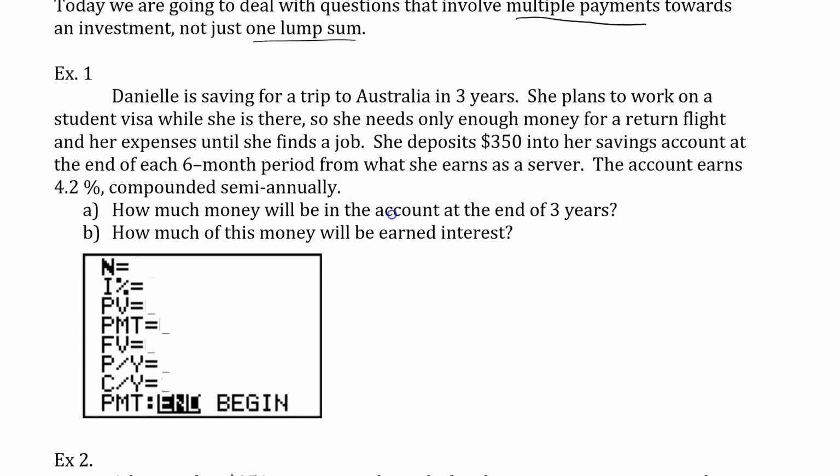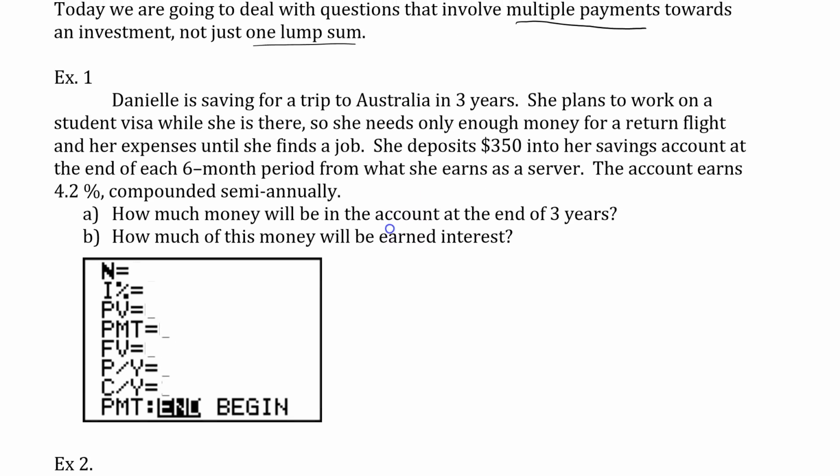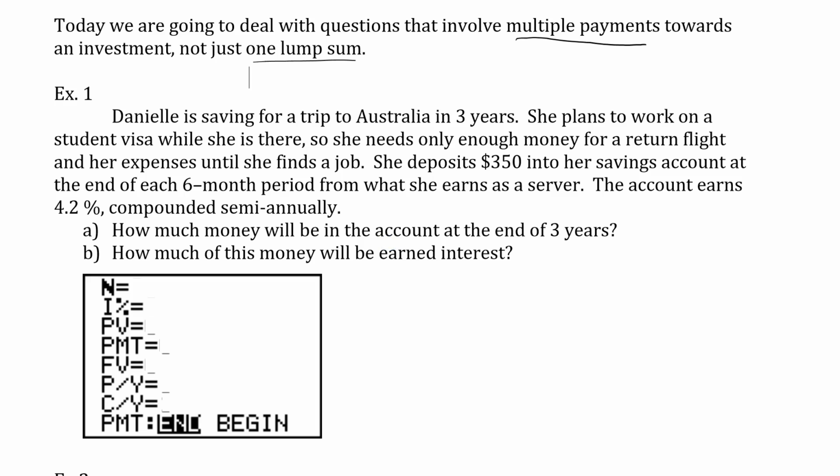So let's start in on this example right here. Example number 1. Danielle is saving for a trip to Australia in 3 years. She plans to work on a student visa while she's there, so she only needs to save enough money for a return flight and her expenses until she finds a job. So she deposits $350 into her savings account at the end of each 6-month period from what she earns as a server. This account earns 4.2% interest.